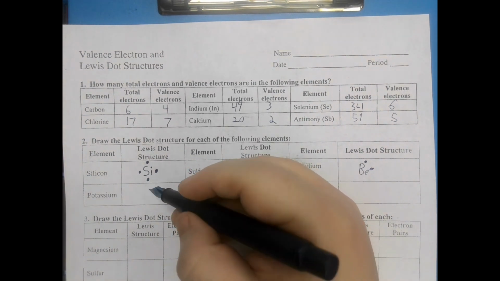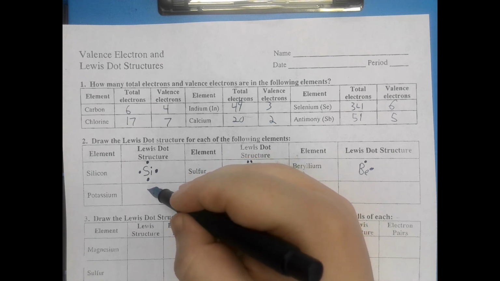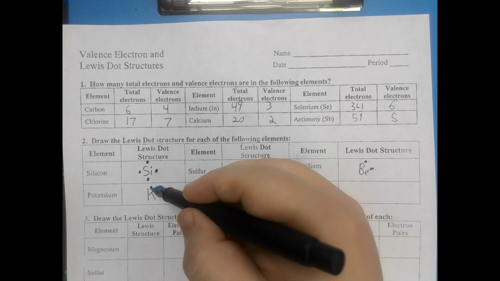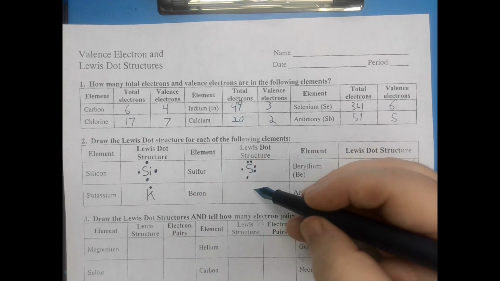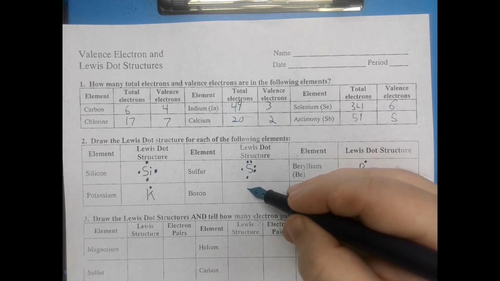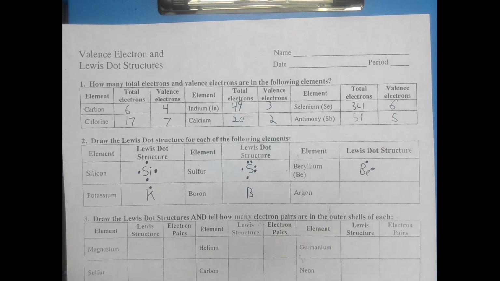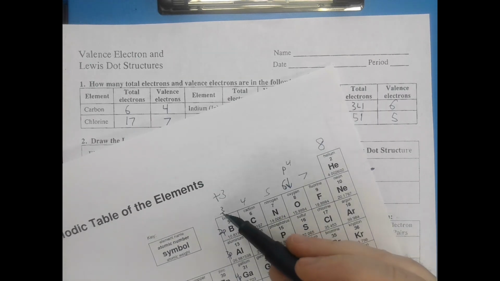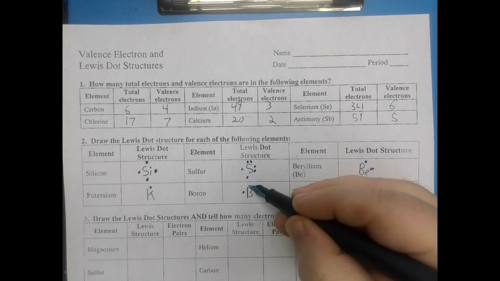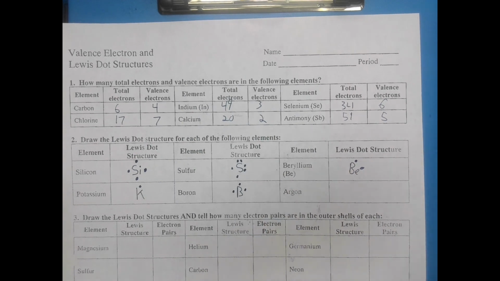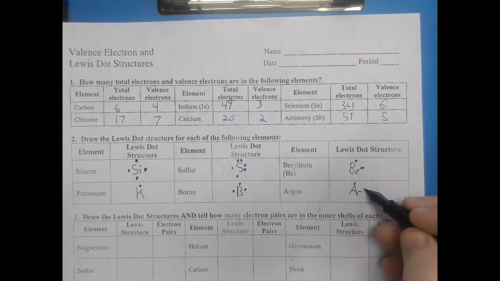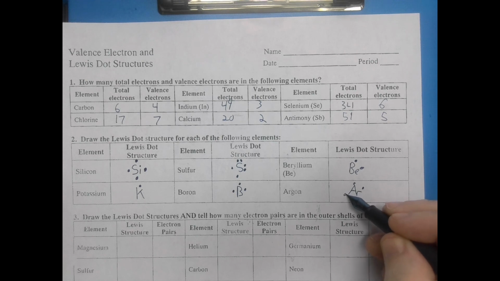So potassium is in the first column, so it only has one valence electron. Boron is with 3 valence electrons, so we put 3 around it. Argon is a noble gas, so we're going to put 8 around it.